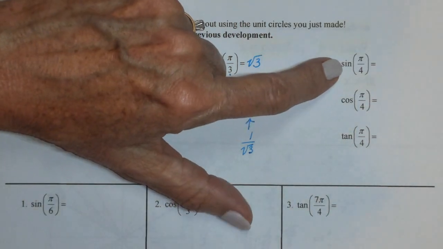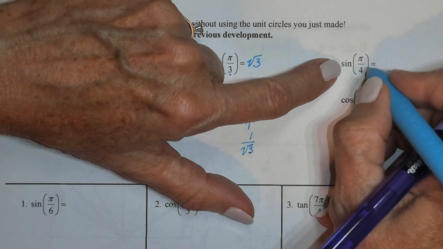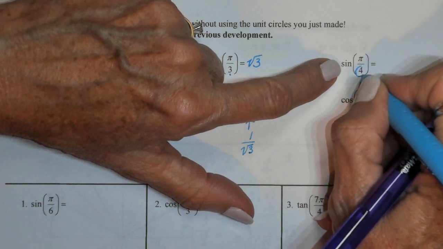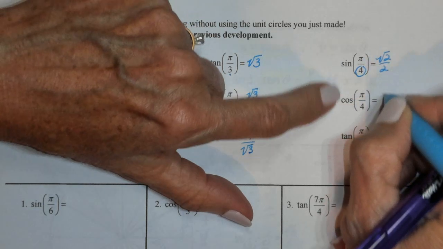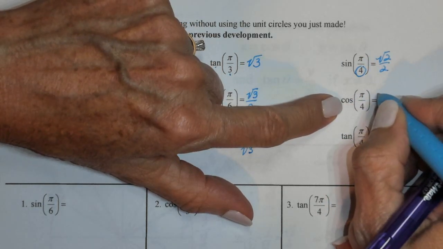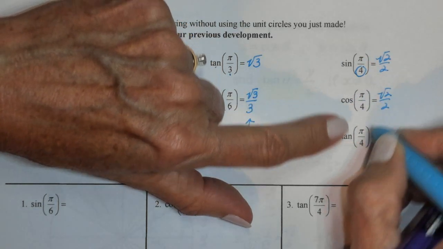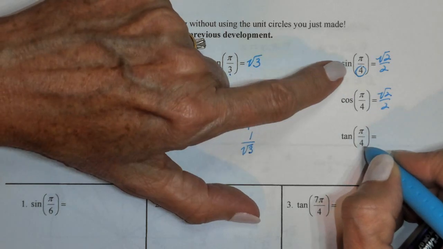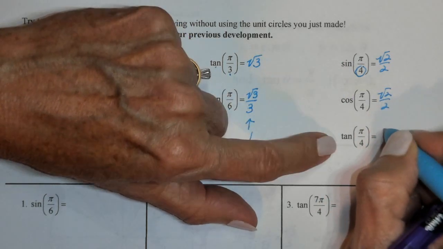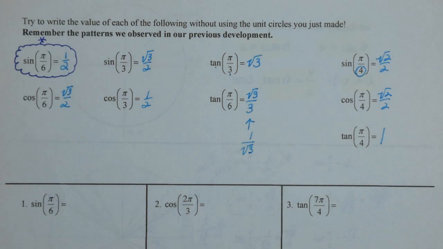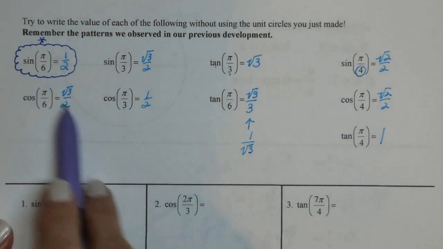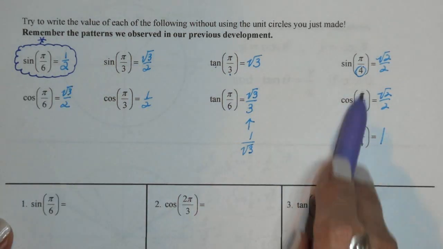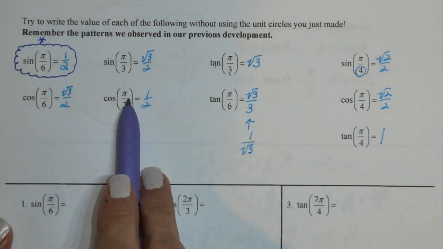Sine of pi over 4. Well, you can think of this a couple of different ways, but 4 does have 2 2's in it, doesn't it? So, square root of 2 over 2. Cosine of pi over 4, square root 2 over 2. Tangent of pi over 4, sine over cosine, but they're the same, so 1. So I don't think that this is too much to get you to memorize, but this up here is what I need you to know. Okay?